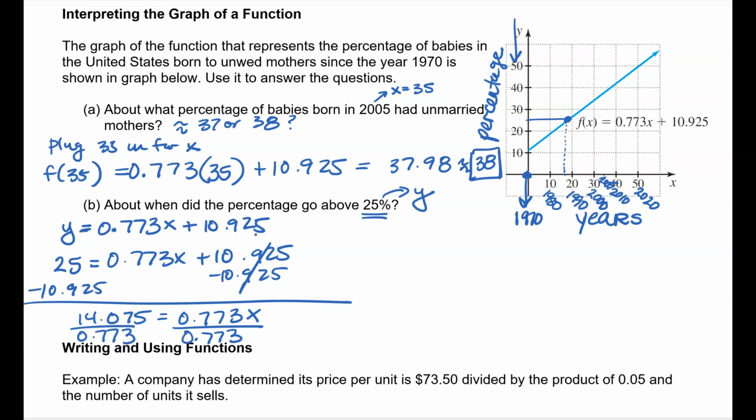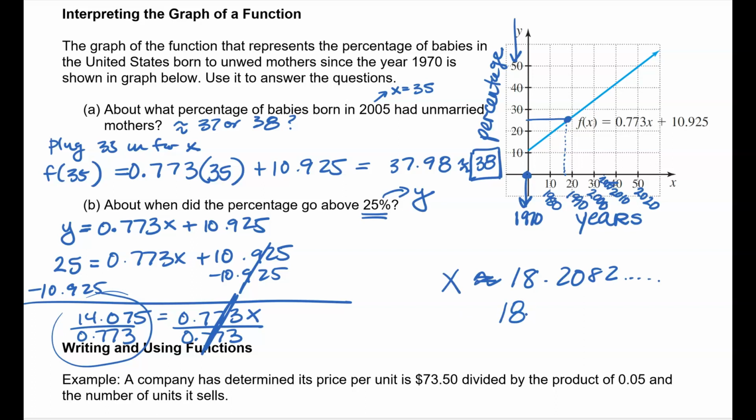So 0.773 divided by itself is just 1, so those cancel out. So I end up getting x equals this over here, which works out if you use a calculator. Well, I'll just put squiggly. It's a long decimal here, so we get 18.2082, and it just keeps on going. Let's say in this case, especially with year, let's round to the nearest whole number. So I'm going to say 18.